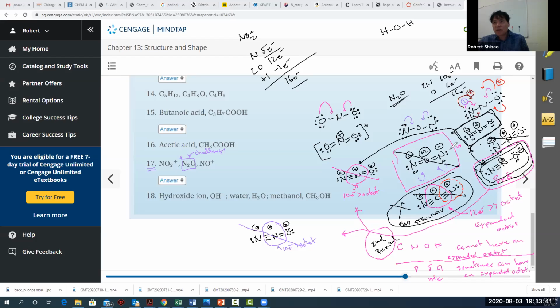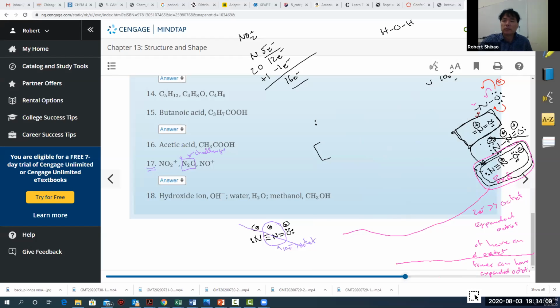All right, what is the shape of this? The shape of this is linear. So we have two groups, actually: a triple bond group and a single bond group. And so when we have two groups, the furthest apart they can get from each other is in a linear configuration. And that's what we have here. Make some room.